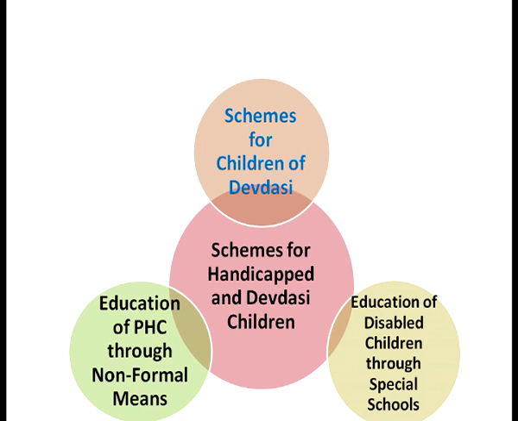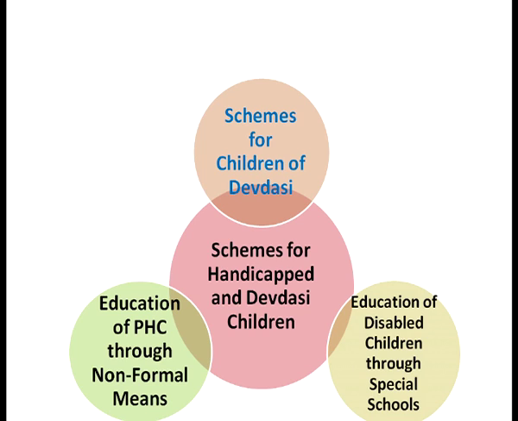Now, there were the schemes for the handicapped children and Devdasi children. You can see on the screen that different schemes had been launched by the state of Maharashtra for the children who are handicapped or who belong to the Devdasi community. These schemes included education of physically handicapped children through non-formal means, then the education of disabled children through establishment of special schools, and the schemes for children of the Devdasi community.